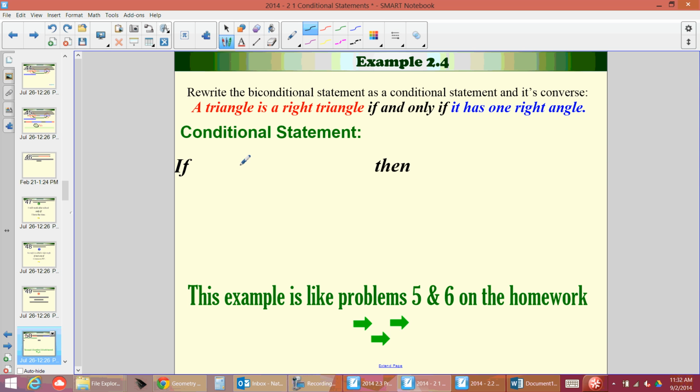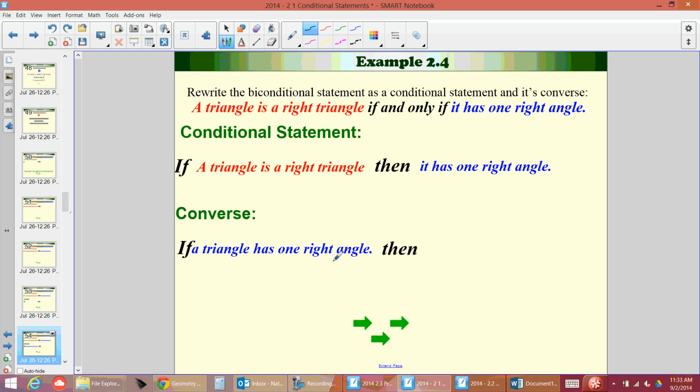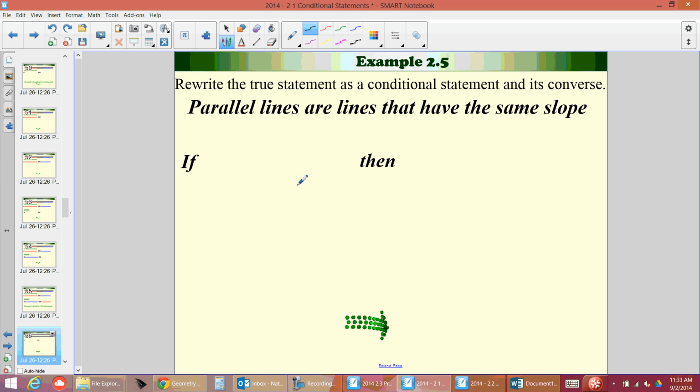I'm going to go a little bit faster here, so feel free to pause and fill in the notes if you need to. Rewrite the biconditional statement as a conditional statement and its converse. So here it is. A triangle is a right triangle if and only if it has one right angle. Let's break this apart into 2 statements. If a triangle is a right triangle, then it has one right angle. Now the converse of this is if a triangle has one right angle, then it is a right triangle. We're taking a biconditional statement, if and only if, and we're turning it into 2 statements that are true both ways.